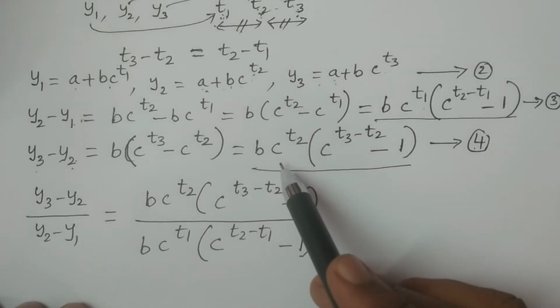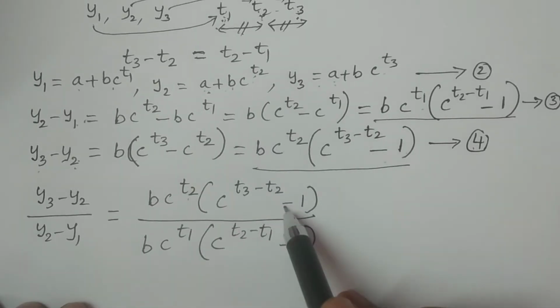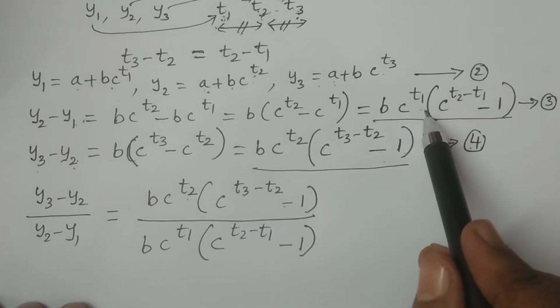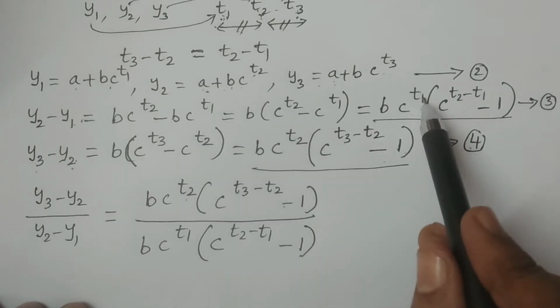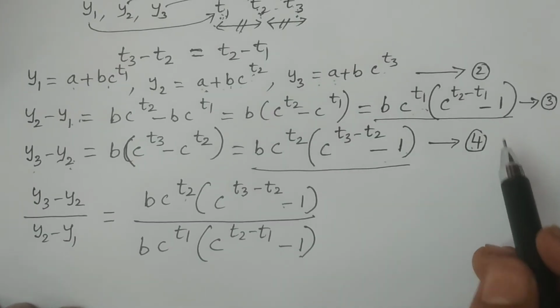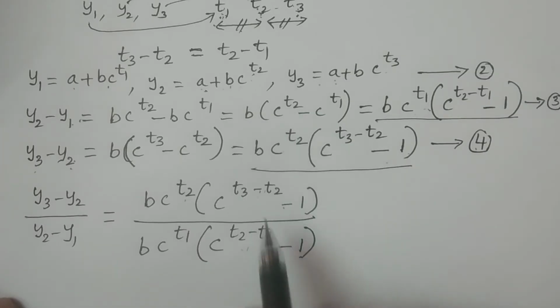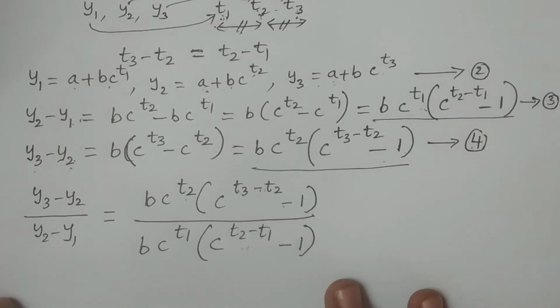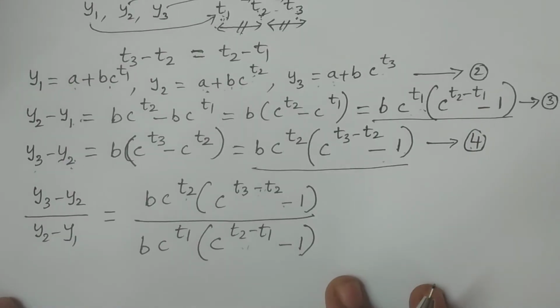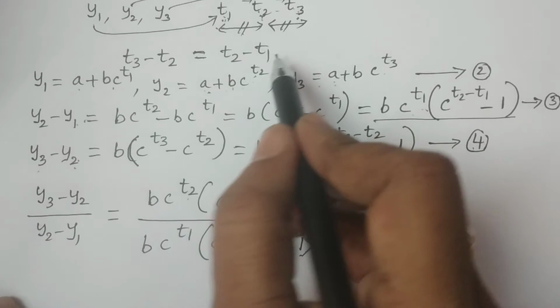Okay. Then in the right hand side part we have b into c power t2 multiplied by c power t3 minus t2 minus 1. This one. And this is in the denominator b into c power t1 multiplied by c power t2 minus t1 minus 1. If you think about this, you see these two are same. Why? Because we have considered three particular time periods at equidistant. Therefore, t3 minus t2 is equal to t2 minus t1. This is one such result.